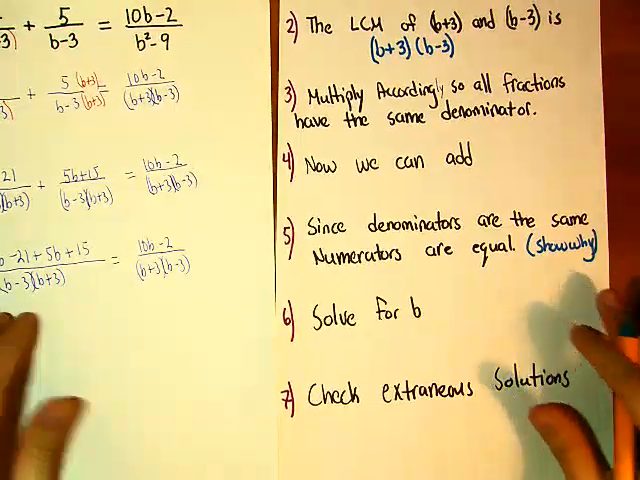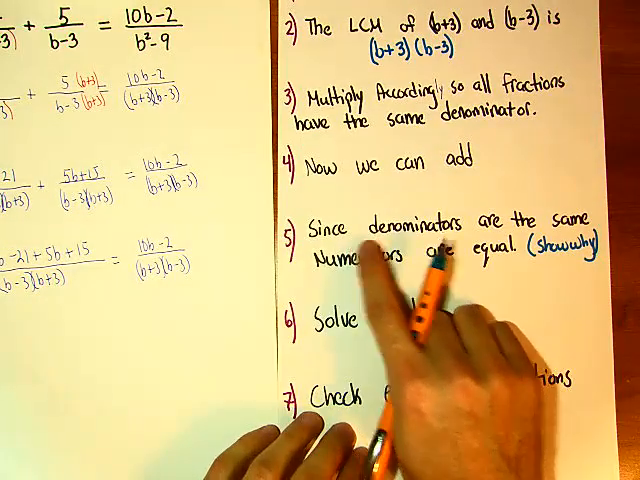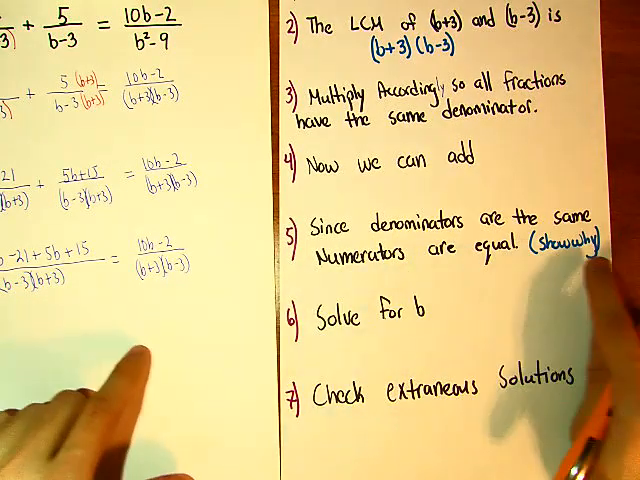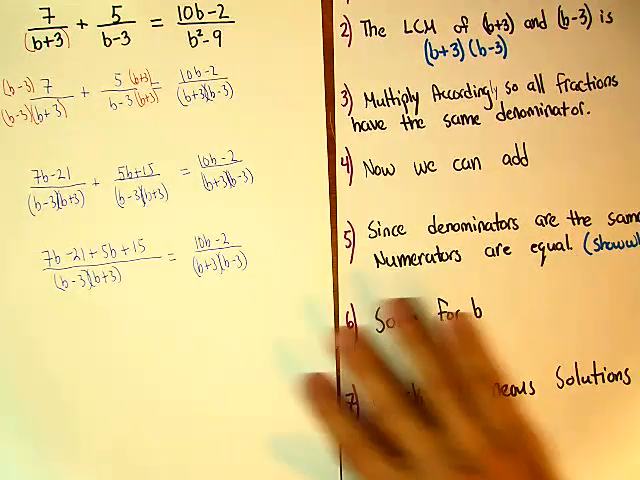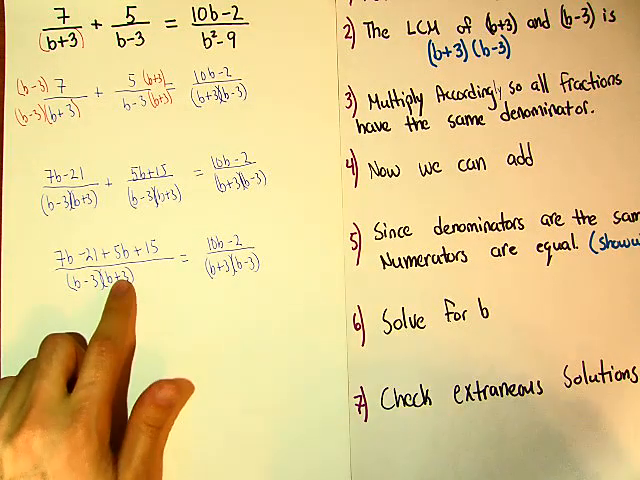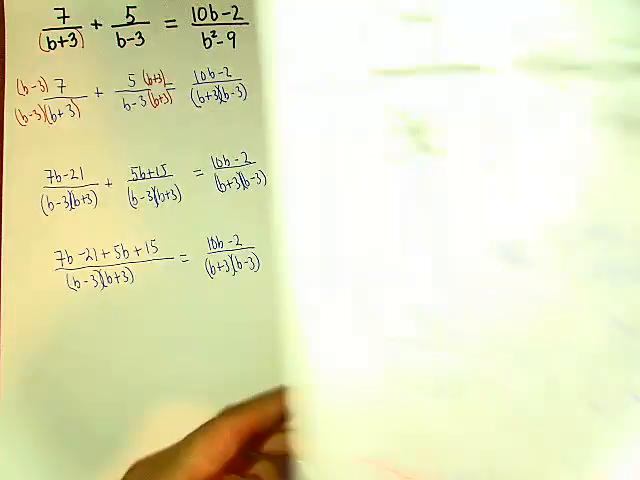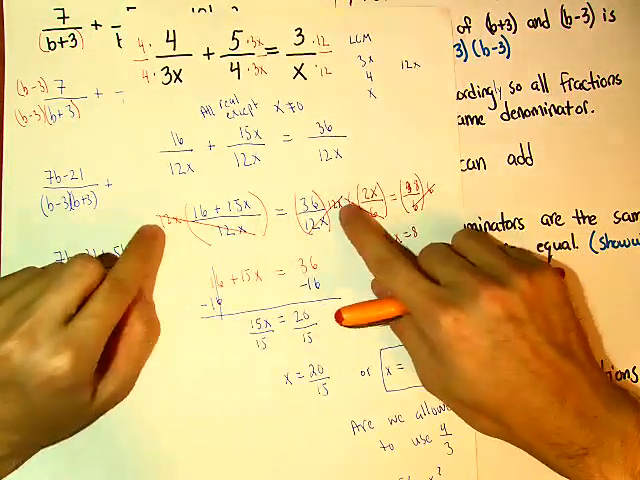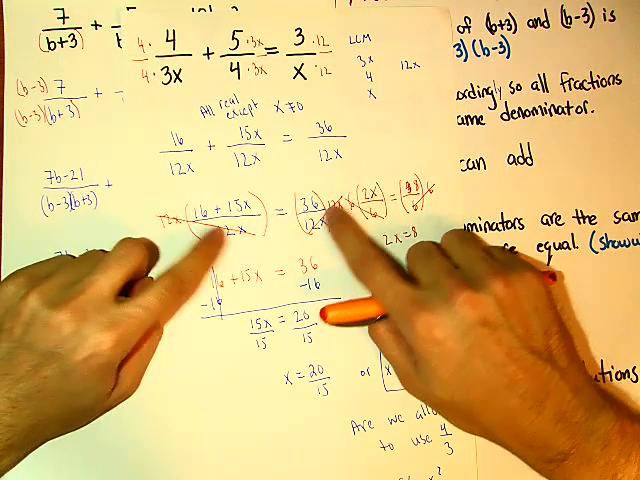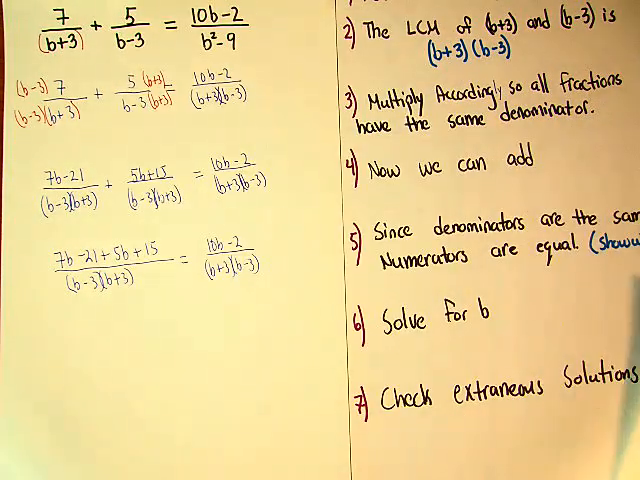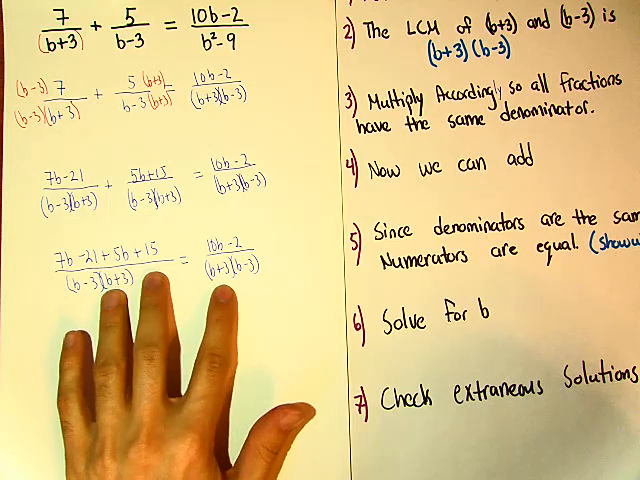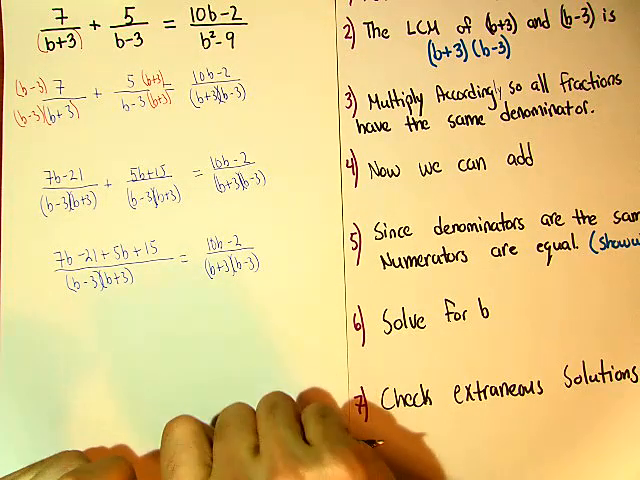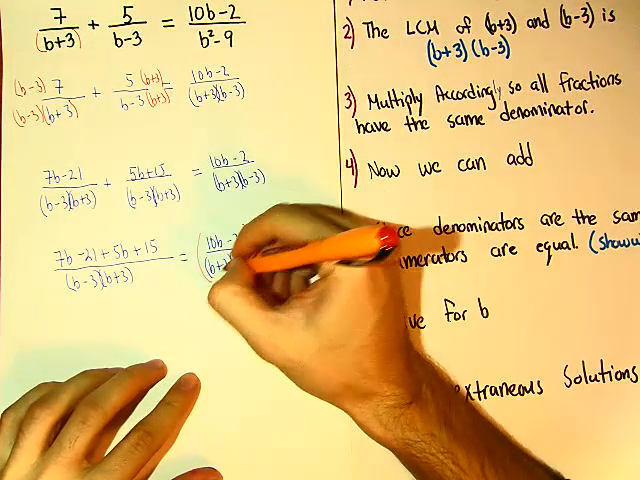Now here, once we get to this, since denominators are the same, numerators are equal. And here it says show y, but remember it was the same idea we used before with that 12x, right? What did we do? We multiplied both sides by 12x and the denominators canceled. Here, what do you think the magical thing is? We're going to multiply both sides to cancel the denominators, and that is literally whatever is in the denominator.